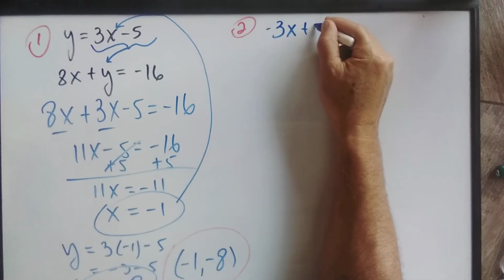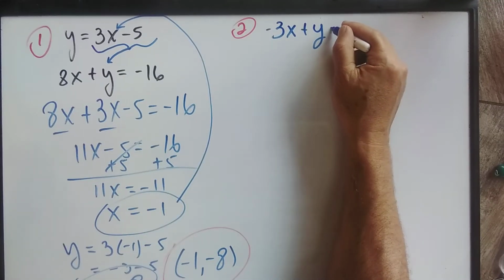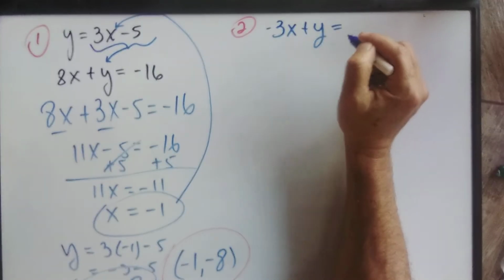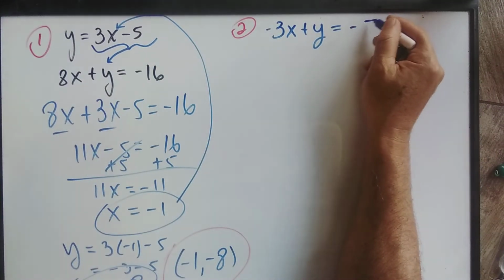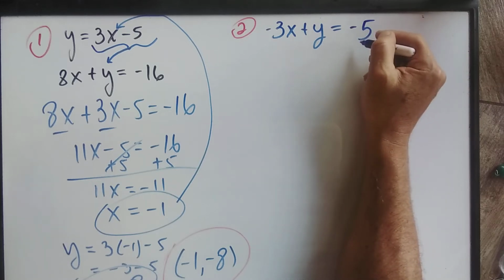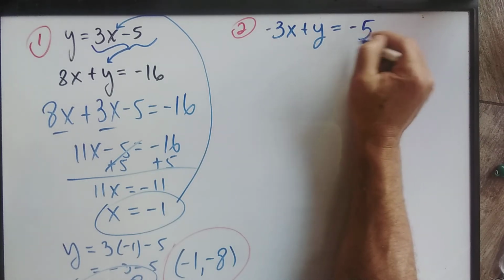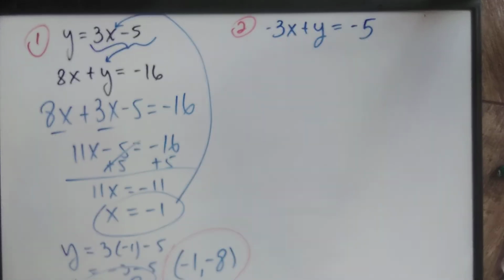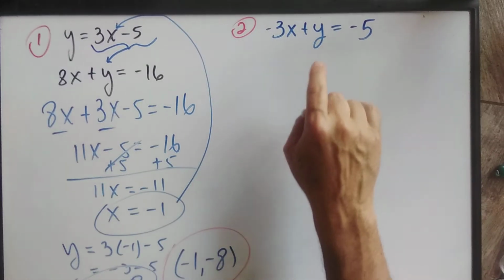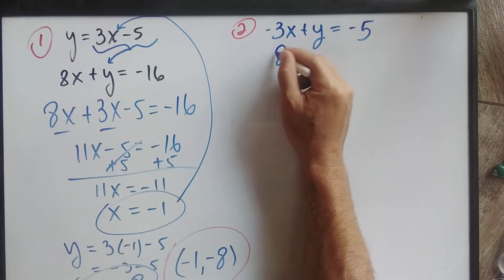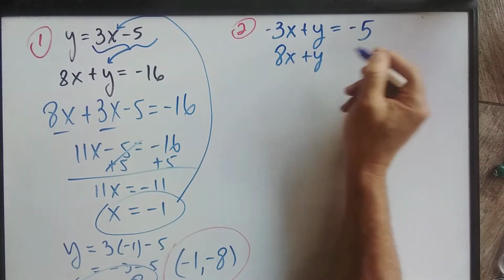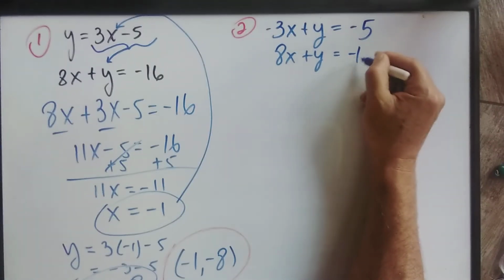plus y. The y didn't cross the equal sign, even though you moved it a little bit. It's still on the left side of the equation, equals negative 5. And negative 5 was moved as well, but it remained on the right side of the equation. So that is a correct way to rearrange the terms so you could use elimination. So I'm gonna go ahead and copy the other one the same way it is there, 8x plus y equals negative 16.